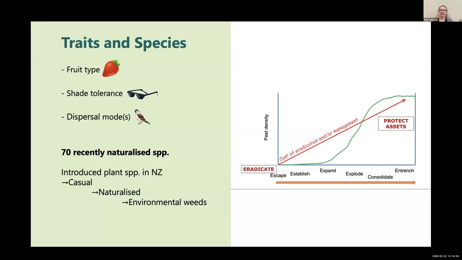As casual and naturalized plants can be candidate weed species, looking at their traits could potentially be part of predicting which ones are more likely to become environmental weeds, and these could then be managed at lower densities. Management difficulty and costs both increase, and the possibility of eradication decreases rapidly as population expands. So it's optimal both in terms of time and resource to manage right at the bottom of the pest growth curve before explosion.